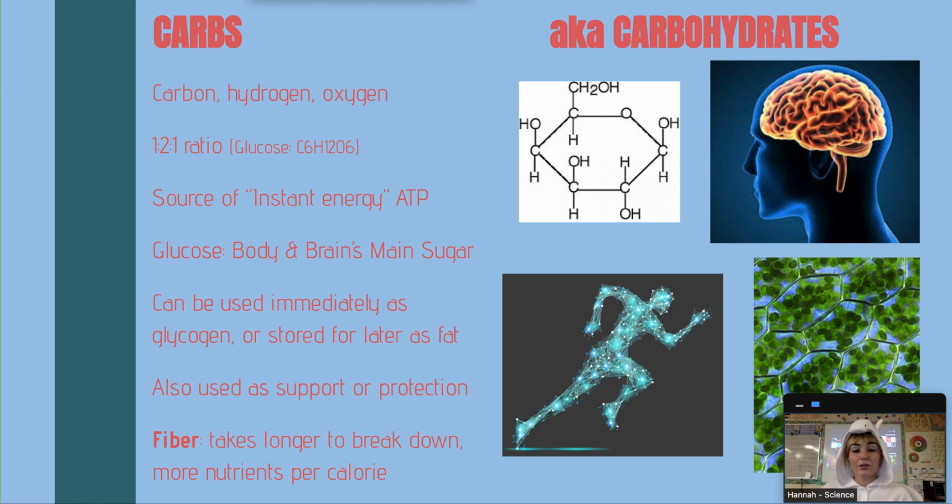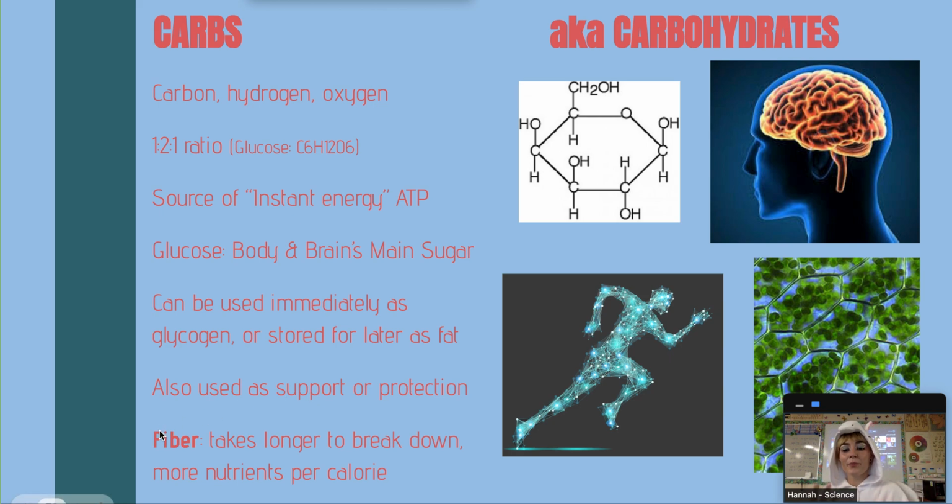We can also use carbohydrates as support or as protection. Humans are not the only organism that ingests carbs, right? Bugs, for example, will eat carbs, they'll drink nectar and sugar, and they'll use those carbohydrates as protection. They use it in their exoskeleton. And then plants themselves make carbohydrates out of glucose, and they use the carbs as support. A plant's structure depends on carbohydrates.